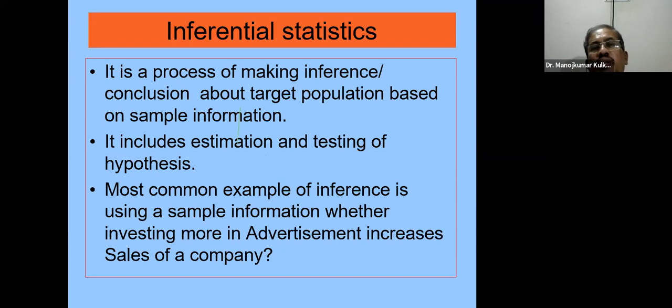So one of the common examples we can give of inferential statistics: nowadays, a lot of clinical trials are going on. So how are these clinical trials done? When any new drug is to be released to the market, it is first tested on a small group of patients.